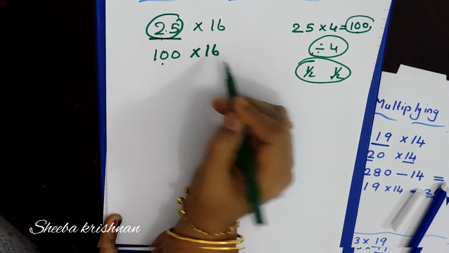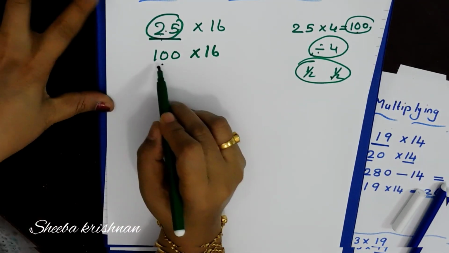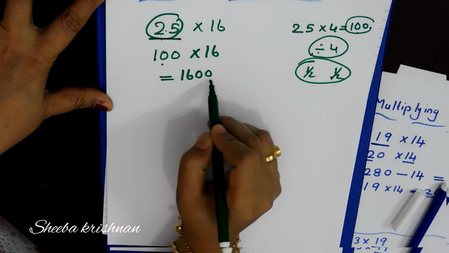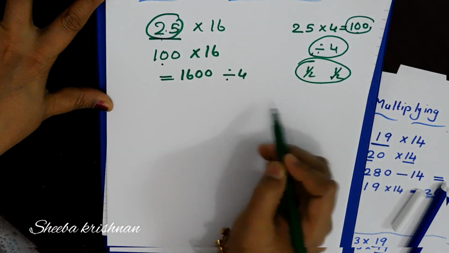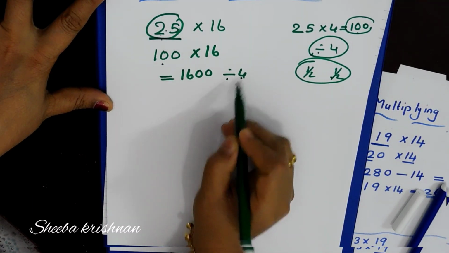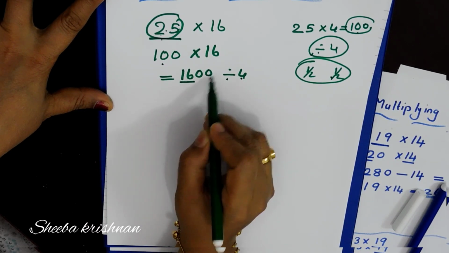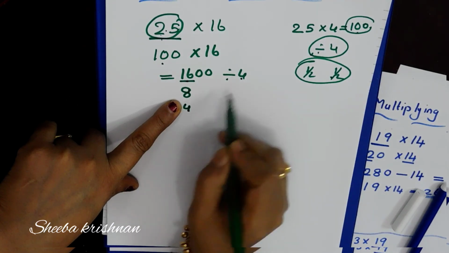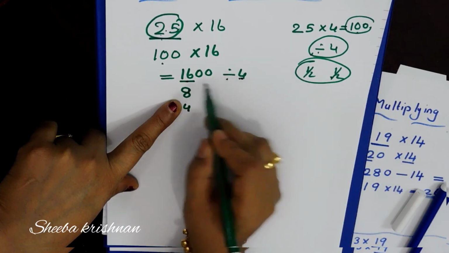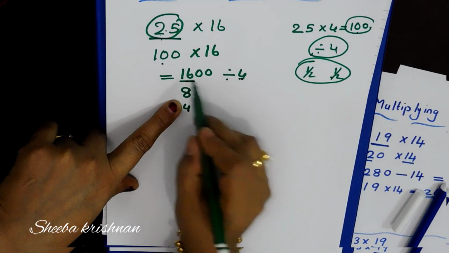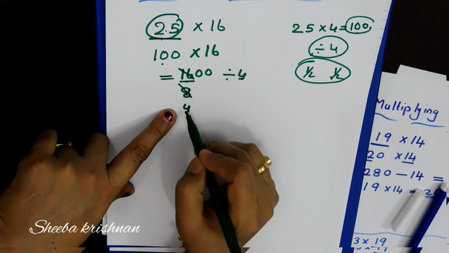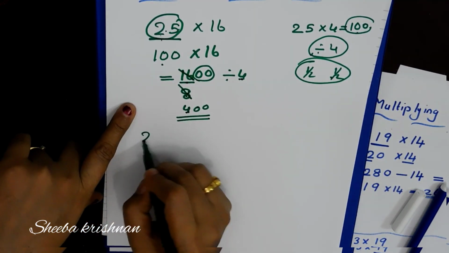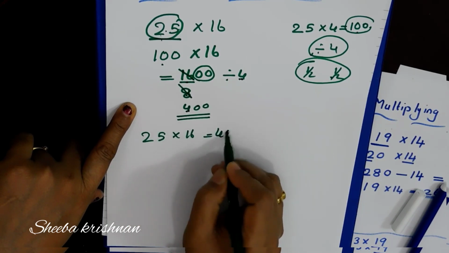So 25 multiplied by 16, instead of multiplying by 25, we will multiply the number by 100. So 100 times 16. We know 16 times 100 is 1600. Now we want to divide this number by 4. So let us take 16, let the 0s be there. What is the half of 16? That is 8. What is half of 8? That is 4. Then we can add the 2 zeros here. So 400. So 25 multiplied by 16 is 400.